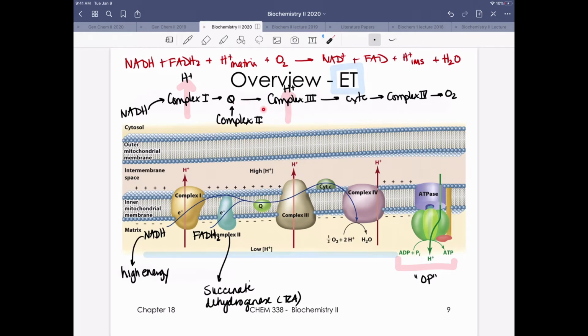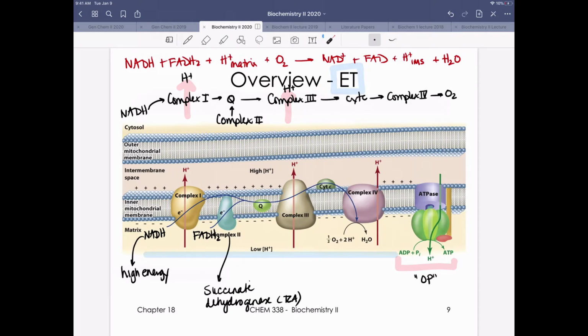You'll note here that complex 2 does not pump any protons, and so electrons that come in via complex 2, missing that first complex 1, are not worth as much. So as a heads up, we'll get to this later, NADHs are worth about 2.5 ATPs in terms of the amount of protons that they pump. FADH2s are only worth about 1.5.